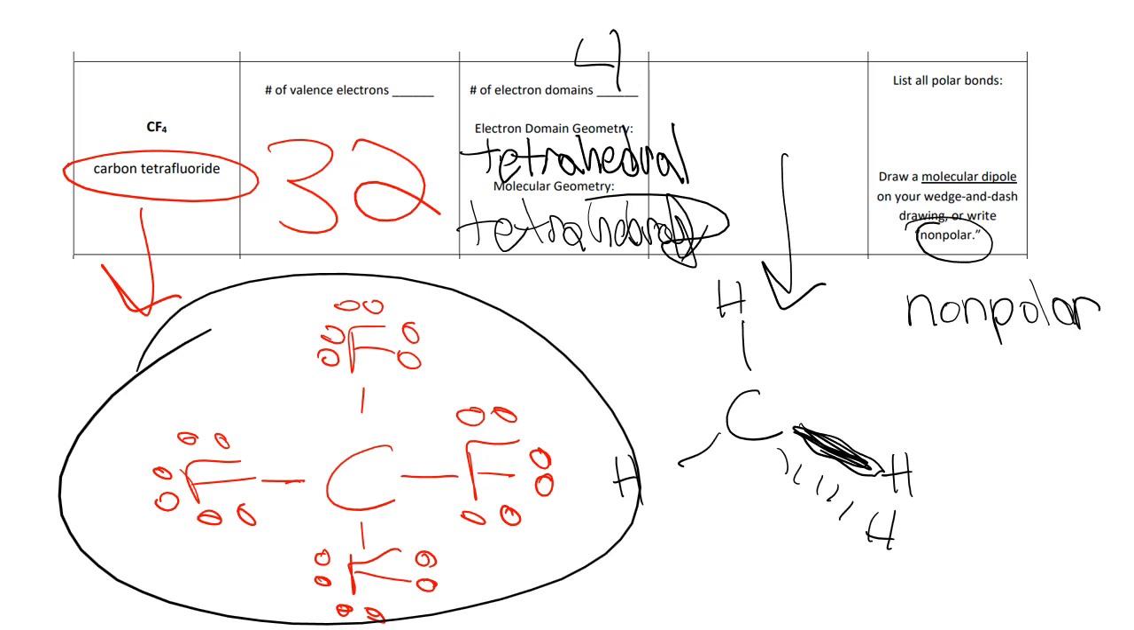And the polar bonds are different. The fluorine has the highest electronegativity. So the polar bonds, the electrons are pulled that way, and there's four of them. And it says, draw a molecular dipole in your wedge, dash, unless it's nonpolar. So it's nonpolar. So we're going to do more practice here, and we're going to do practice in lab. I'm just going to do a couple here because we're doing them in class.